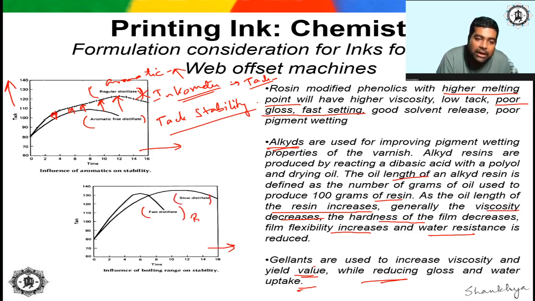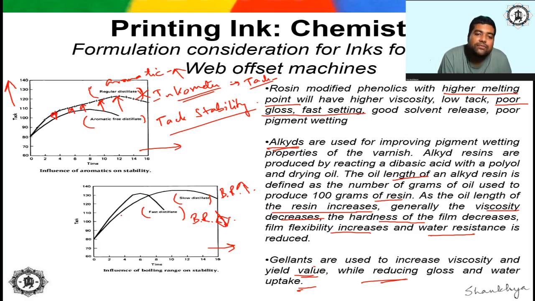So that means the boiling range for this fast distillate is very low, and the boiling range for the slow distillate is very high. Okay. This means the tendency of this one, again these are two varnishes, one is made from a fast distillate and another is made from this slow distillate. So what does it mean?